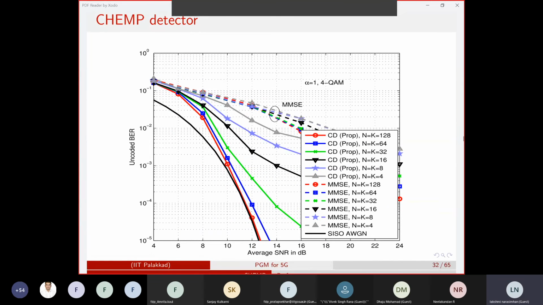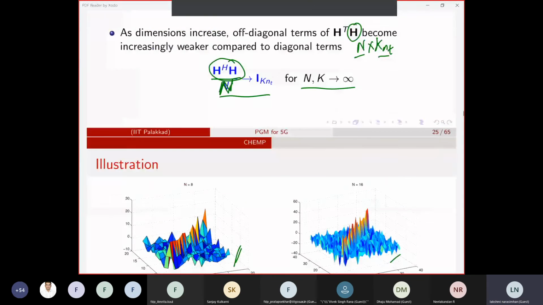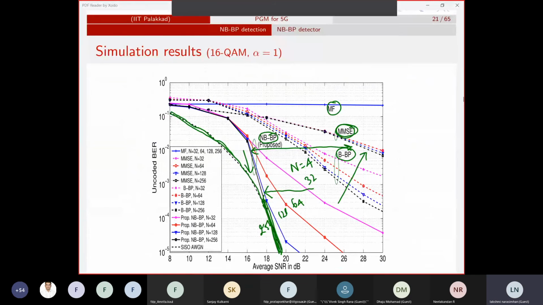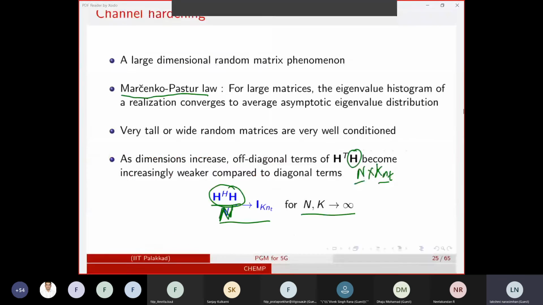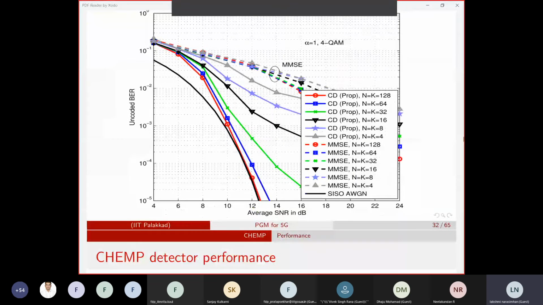And once again, here we see a performance which is very close to what we saw earlier. An interesting thing to note is that earlier we saw performance close to the theoretical best at 256 when the dimensions were 256. Whereas when we exploit further properties of large dimensional systems, we get close to the theoretical best even at a smaller dimension, that is 128. So even with 128 dimensions, when we exploit the property of large dimensions, we can get much closer using this probabilistic graphical model demodulation.